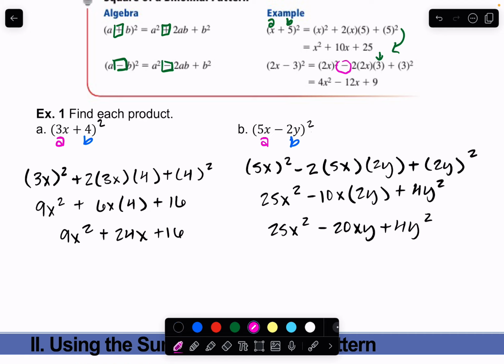And these both, that one and that one, are both perfect square trinomials. That is our term for those, because they're a perfect square of those binomials that we squared to get there, right?